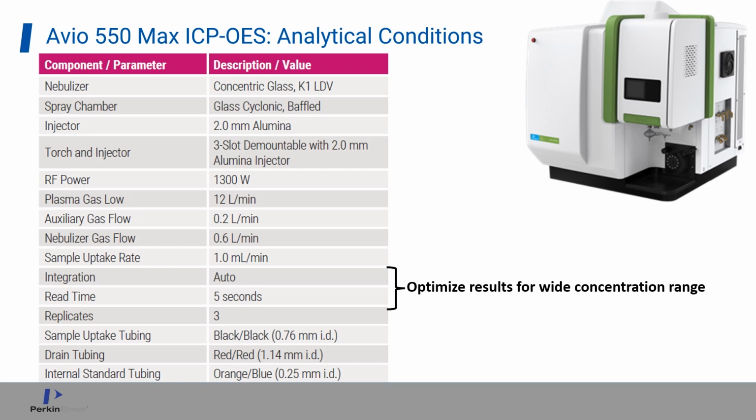So we showed the 4 different components. They can be analyzing many different types. So we want the best compromise between speed and accuracy. And for that, we chose a read time of 5 seconds. The auto integration automatically determines the optimal integration time based on the pre-shot.